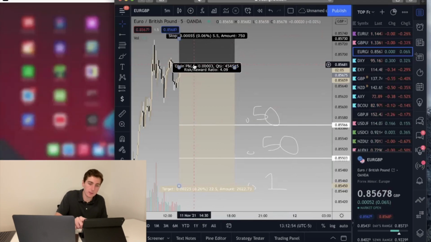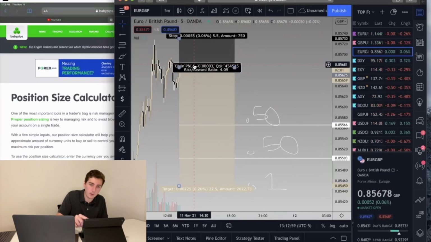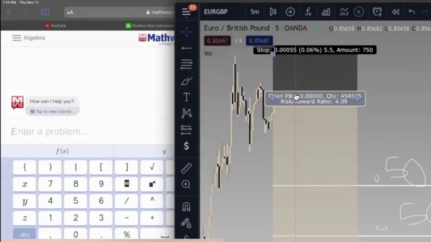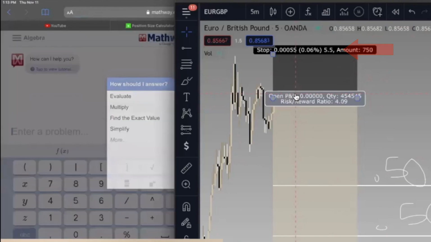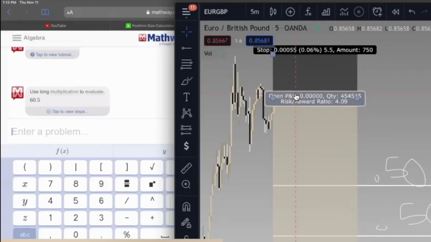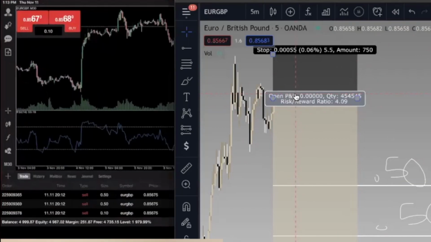So we'll just show you what that looks like on Safari. All we need to do here is know that we're risking $11 per pip, figure out how many pips we're risking, which is 5.5, and then we have our expected stop loss value of $60.5. So that's how much we're risking with this trade if they all hit stop loss.